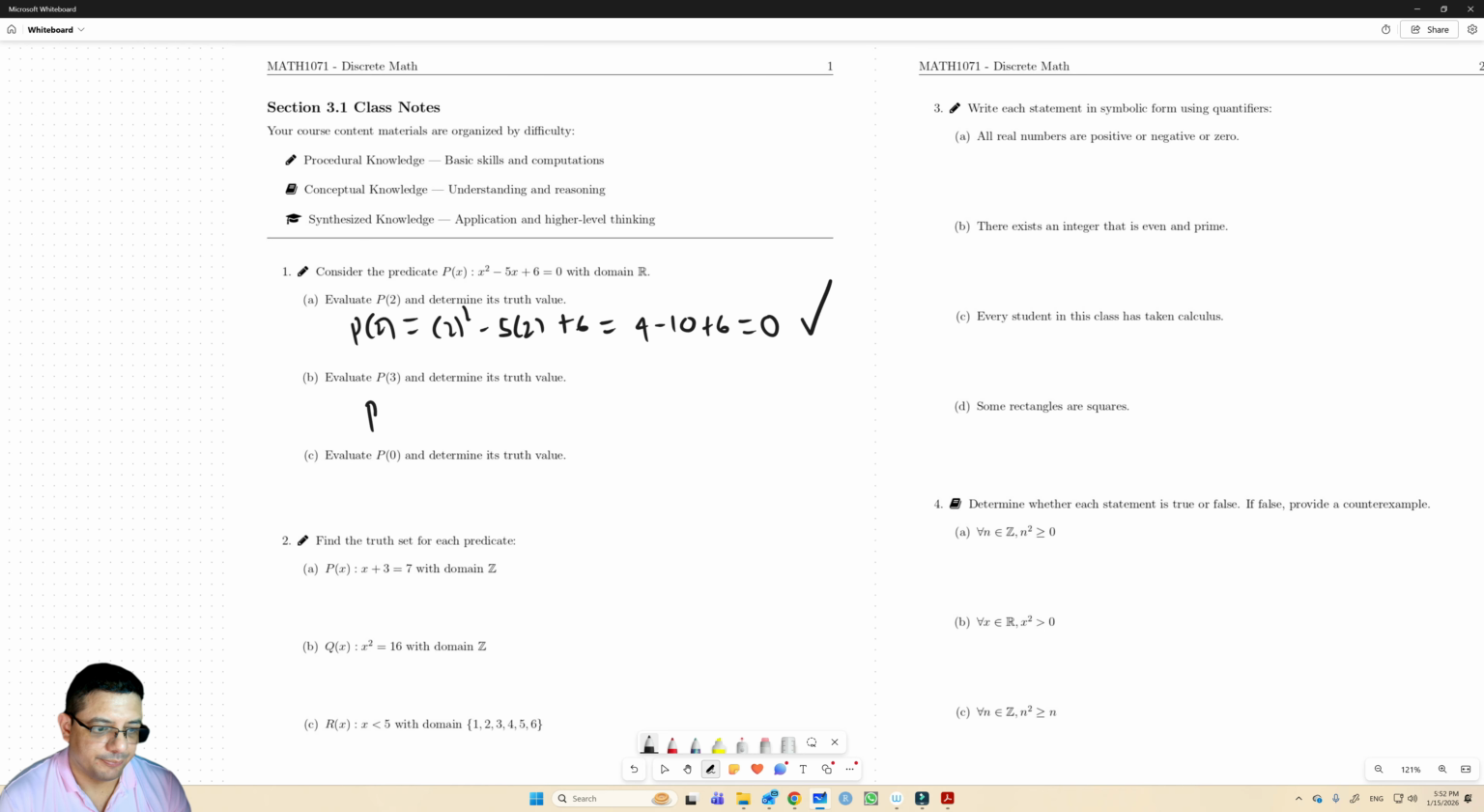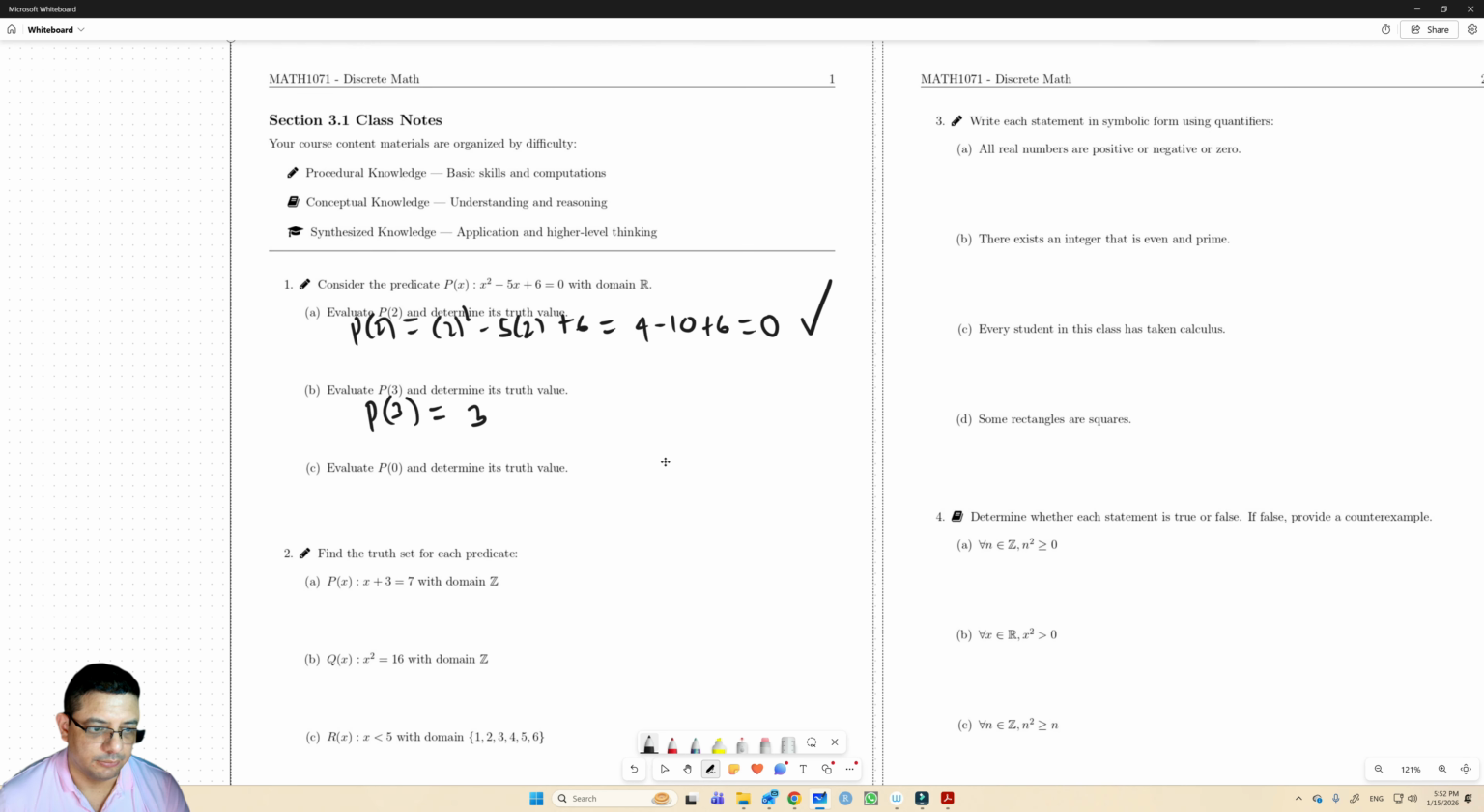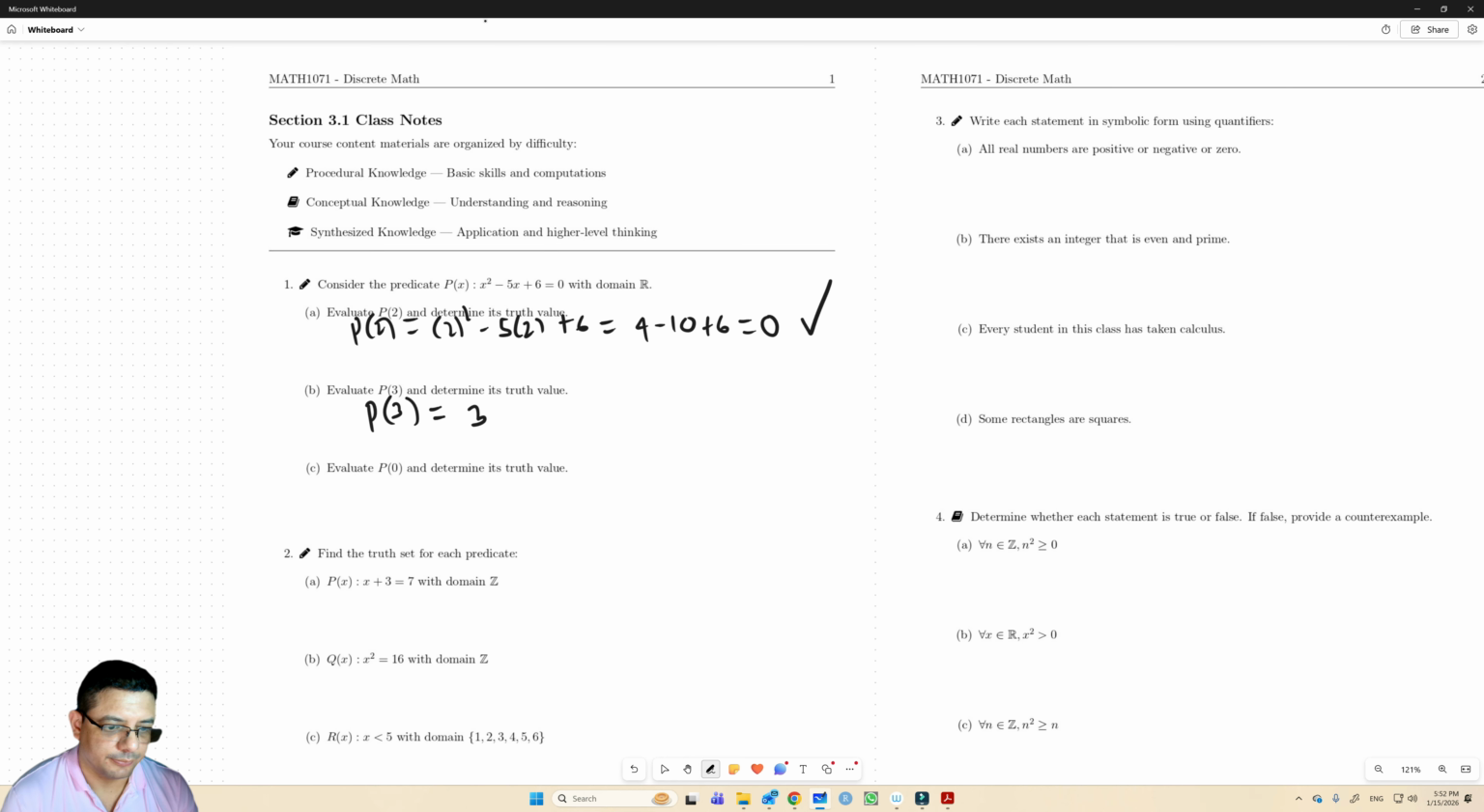P(3). For P(3), we do the same thing. 3 squared minus 5 times 3 plus 6. In this case, this is going to be 9 minus 15 plus 6, which is going to be equal to 0 as well.